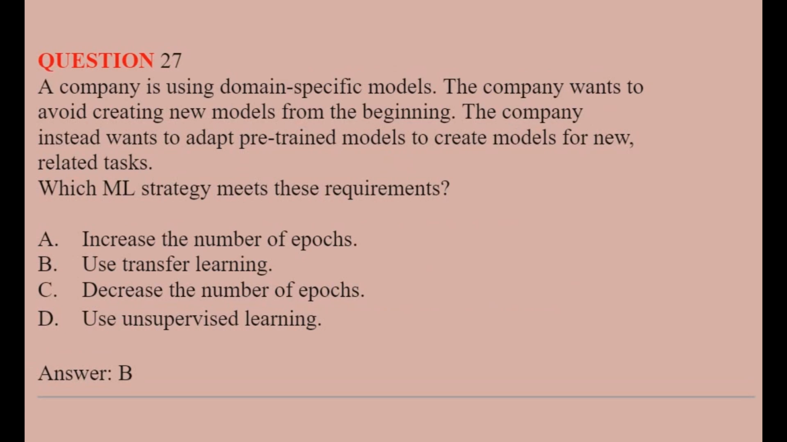Question is, a company is using domain-specific models. The company wants to avoid creating new models from the beginning. The company instead wants to adopt pre-trained models to create models for new related tasks. Which ML strategy meets this requirement? Option A. Increase the number of epochs. Option B. Use transfer learning. Option C. Decrease the number of epochs. Option D. Use unsupervised learning. Correct answer is option B.